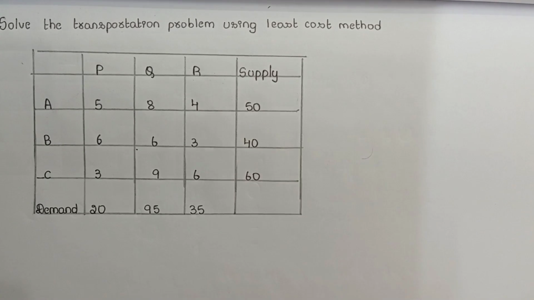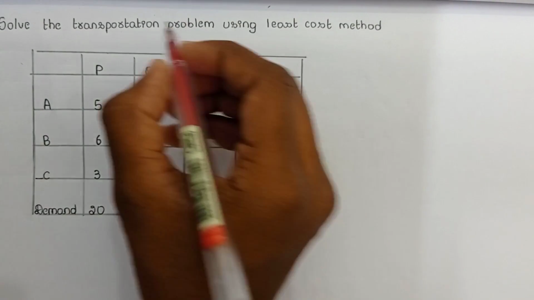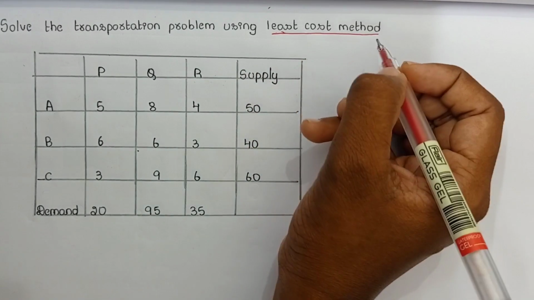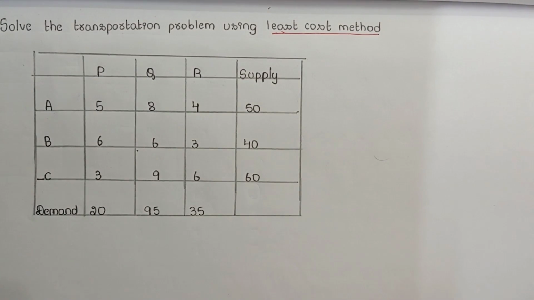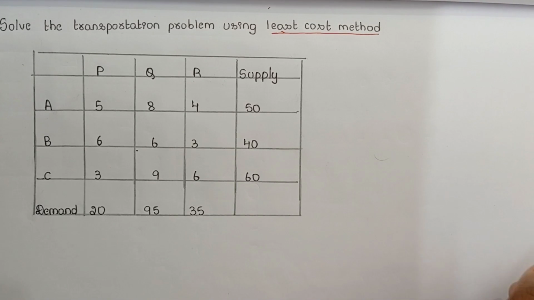First, let's read the question. Solve the transportation problem using the least cost method. Before starting with this transportation problem, the first step is to see whether there is equality between the demand and supply. We have to analyze whether it is a balanced problem or an unbalanced problem. For that, we have to sum up the supply and also the demand.